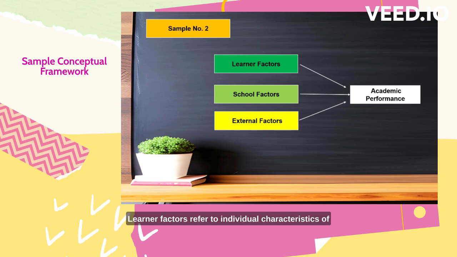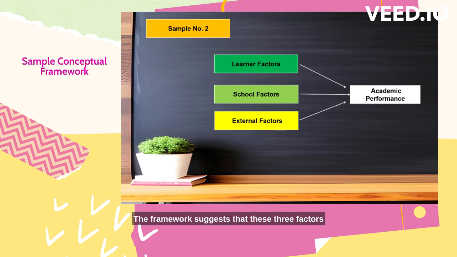Learner factors refer to individual characteristics of the students that may impact their academic performance, such as their prior academic achievement, motivation, learning style, and socioeconomic background. School factors refer to the institutional characteristics that may influence academic performance, such as school resources, teacher quality, and teaching methods. Finally, external factors refer to the contextual factors outside the school environment that may impact academic performance, such as family background, sociocultural factors, and economic conditions.